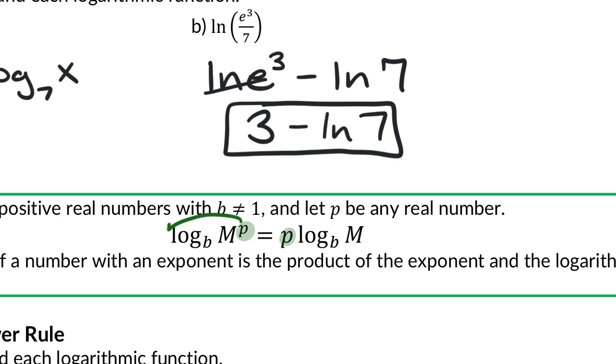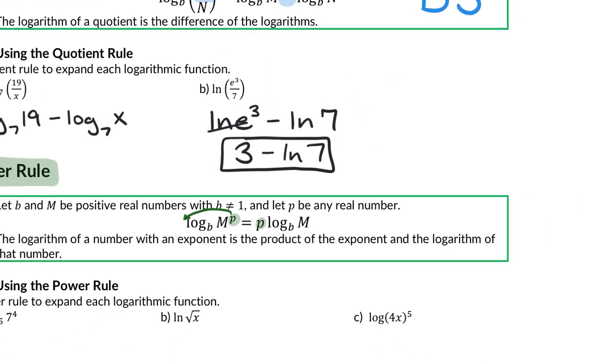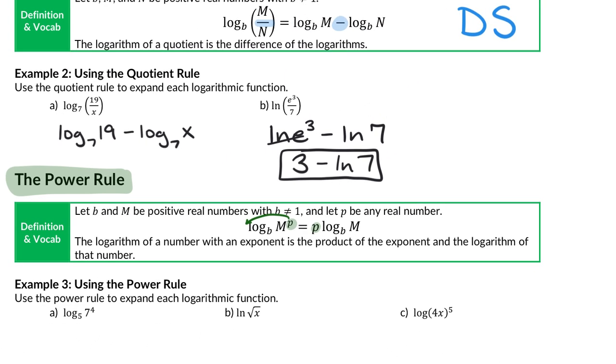It like jumps over here, right? So if we have a power on our logarithm, we are going to multiply that logarithm by the power. So I'm going to say power becomes multiplication. A logarithm of a number with an exponent is the product of the exponent and the logarithm of that number. So it's like the exponent just gets to float to the front, and it becomes a scalar for that logarithm.